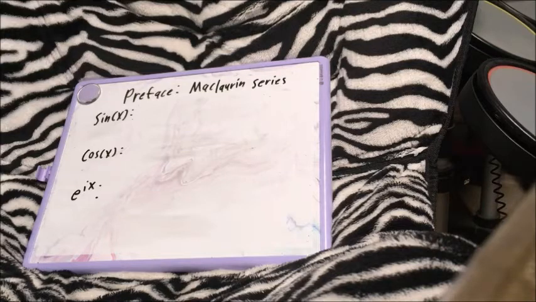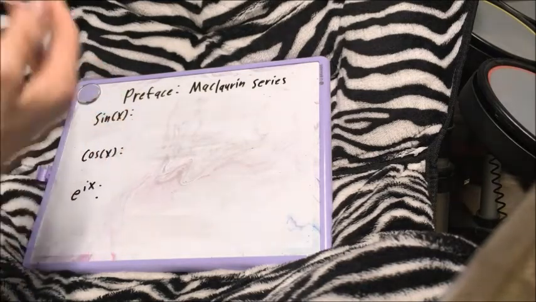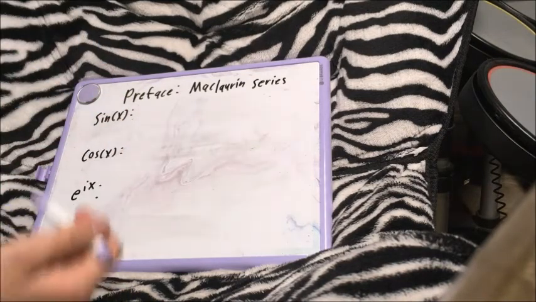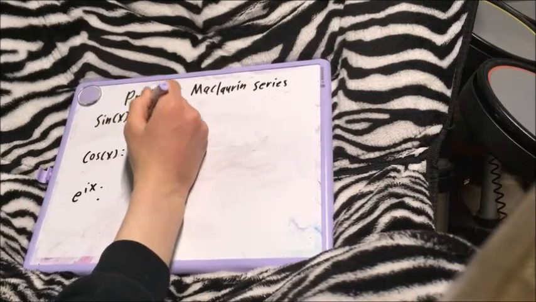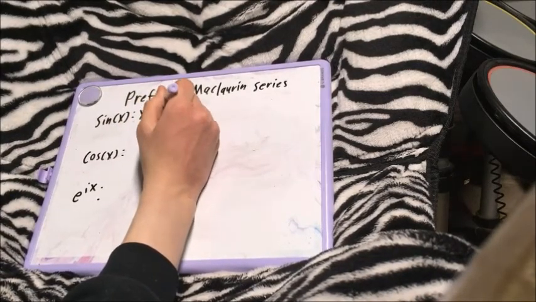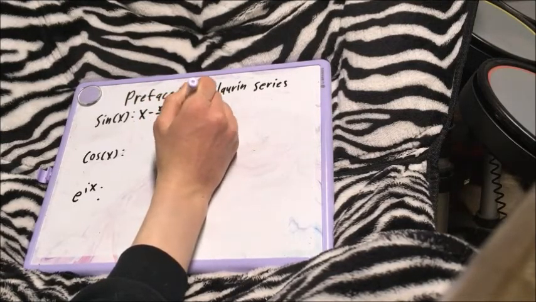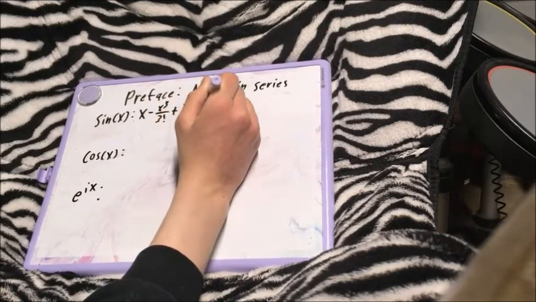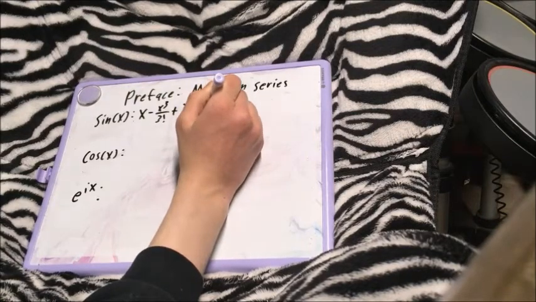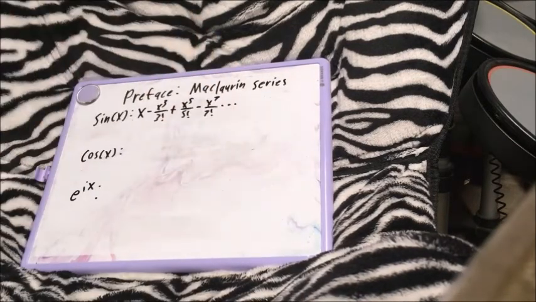Now to start, our preface. In order to actually solve this, we are going to need to know the Maclaurin series of these three functions right here. I'm going to hope you know the first two, so I'm just going to put them up. For sine of x, we know it's going to be x minus x cubed over 3 factorial plus x to the 5th over 5 factorial minus x to the 7th over 7 factorial, and so on, so on, so on.